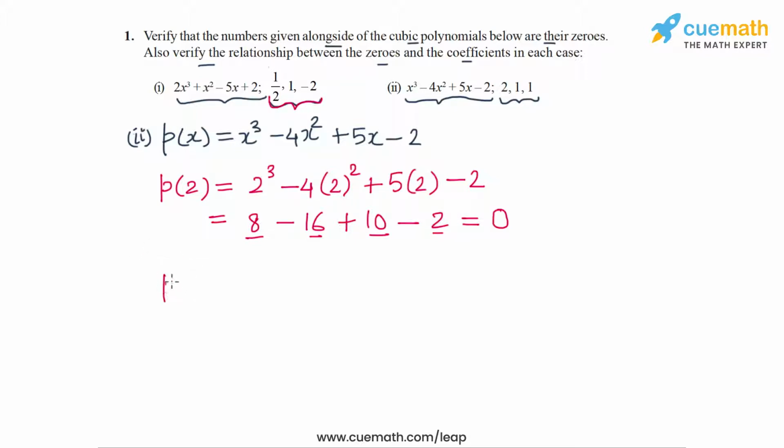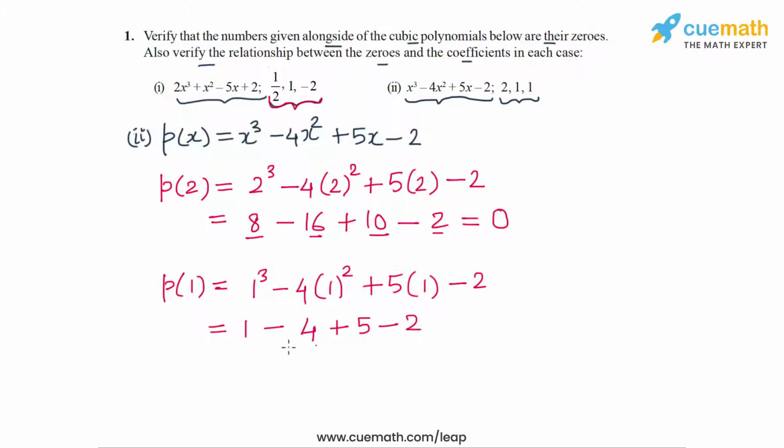Now let's find p of 1. So p of 1 is equal to 1 cube minus 4 times 1 square plus 5 times 1 minus 2. So this is equal to 1 minus 4 times 1 square is 4, and then we have plus 5, and then we have minus 2. So 1 minus 4 is minus 3 plus 5 is 2, and then 2 minus 2 is 0 again. So p of 1 is 0, which means that 1 is also a zero of p(x). So all the three numbers are zeros of the polynomial.